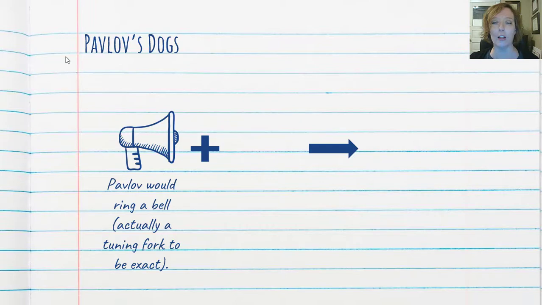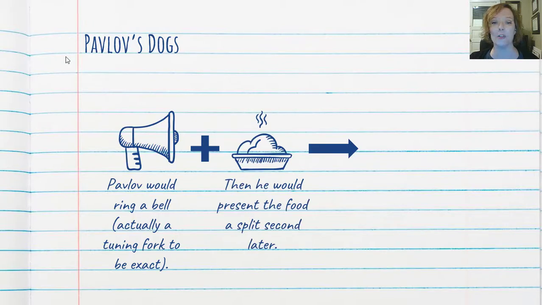He kind of got a little idea and he would ring a bell. Actually, it was a tuning fork, if we're just being honest. Then he would present the food a split second later. It was very, very quick. The dogs would salivate every single time. So they began to associate the two stimuli together.